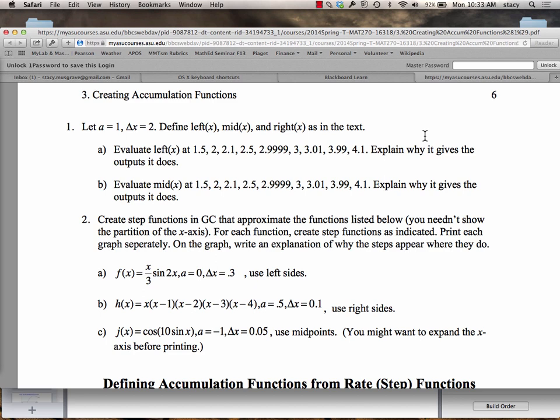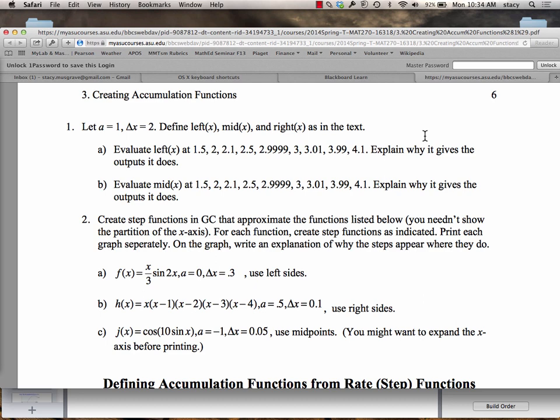Current x value. What does the mid-x output? The midpoint of which interval? The delta x interval? Any delta x interval? The first delta x interval? The last? The one containing the current x value.